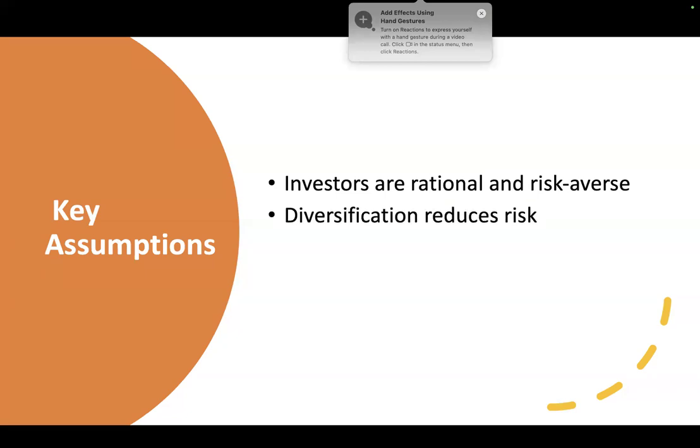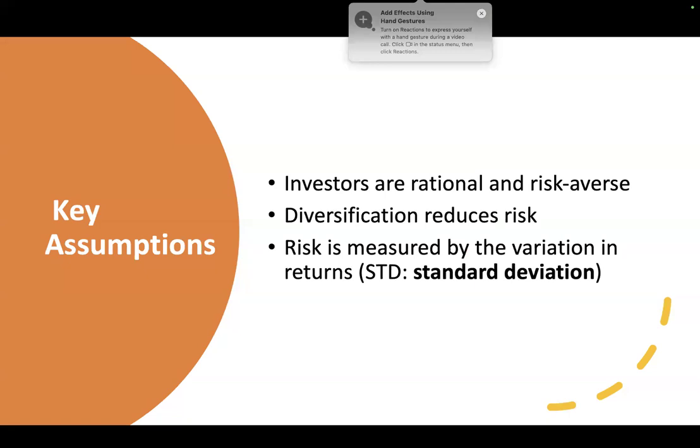Next one, diversification reduces risk. Again, we are going to come back to this later on. Risk is measured by the variation in return. Yes, that's the definition of risk that we have. So if you ever forget about this, just remember this: standard deviation, STDs, we don't like them. We want to avoid STD. Not the best thing in the world.